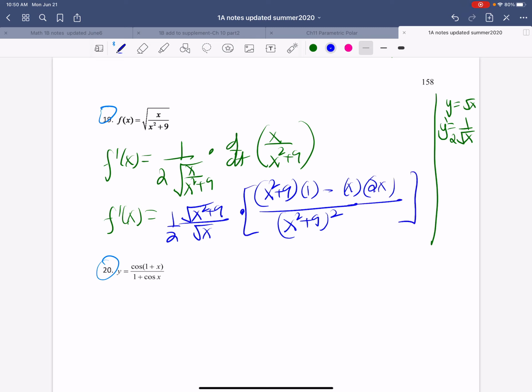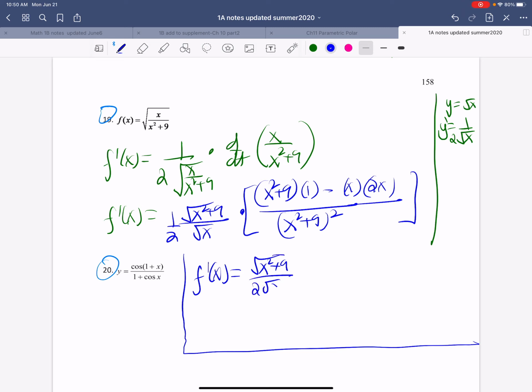Okay, let's go ahead and clean up, multiply, and see where it takes us. f prime of x turns out to be square root of x squared plus 9 over 2 root x, and then x squared plus 9 minus 2x squared over x squared plus 9 to the second power.